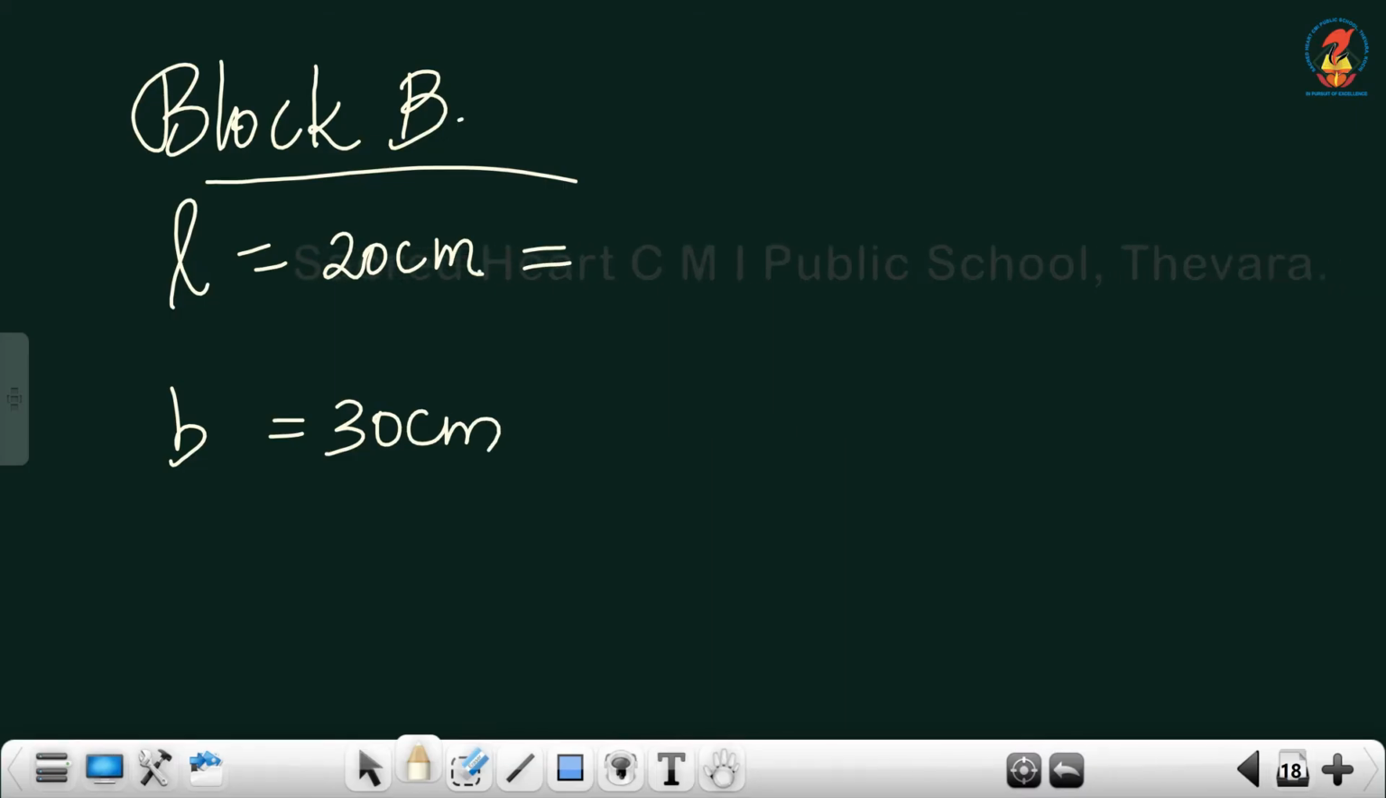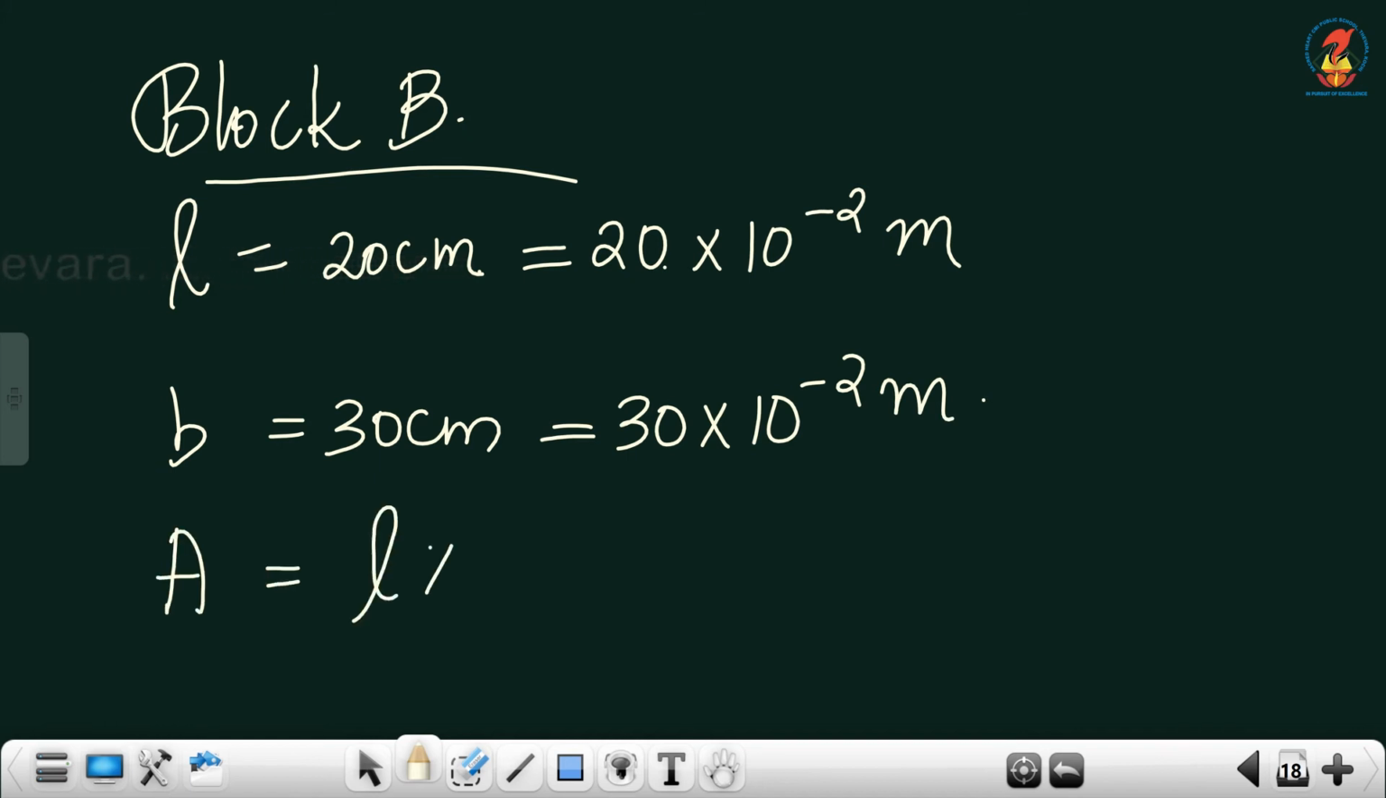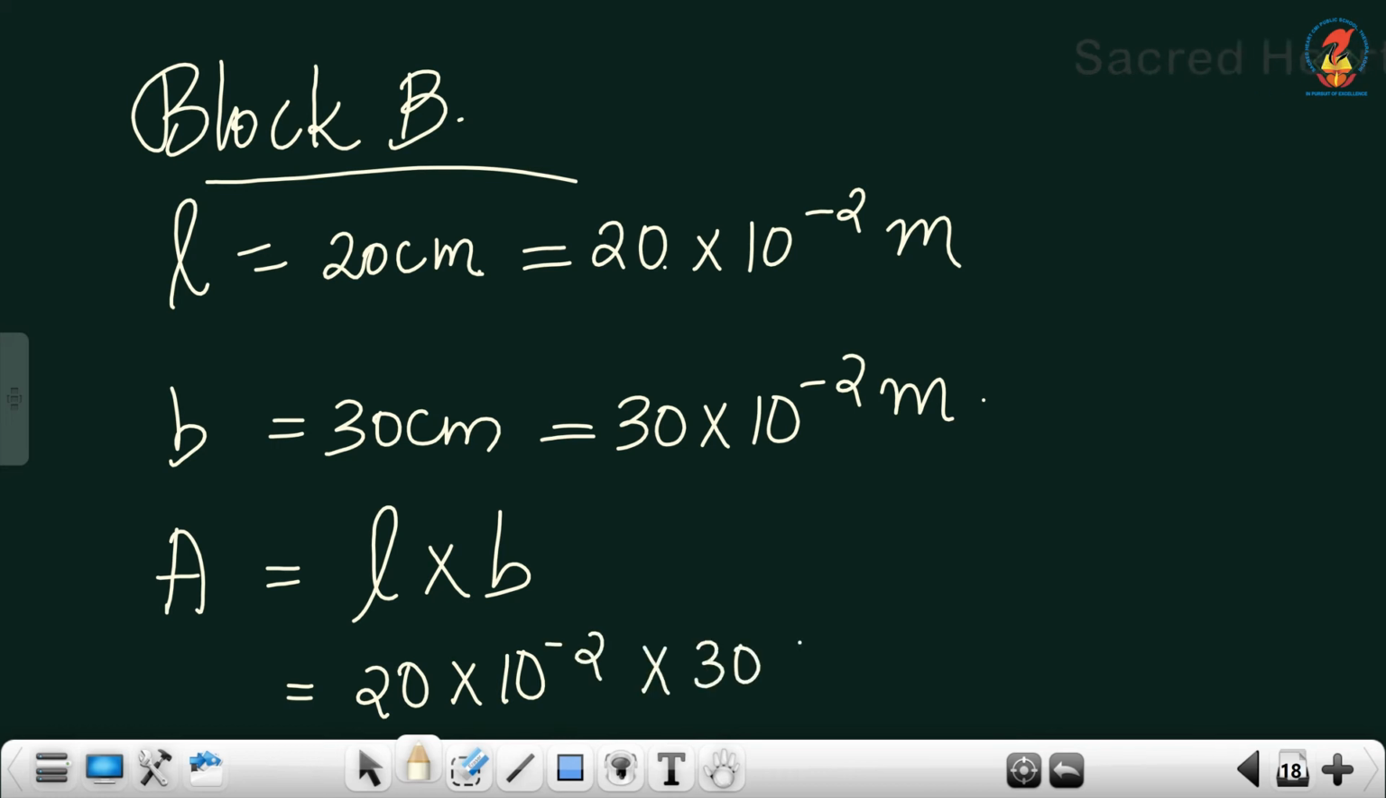In order to convert centimeter into meters, we should multiply with 10 raised to minus 2 meters. Again, to convert centimeter into meters, 30 into 10 raised to minus 2 meters. Now, to find the area of contact, the formula is L into B, that is 20 into 10 raised to minus 2 into 30 into 10 raised to minus 2.